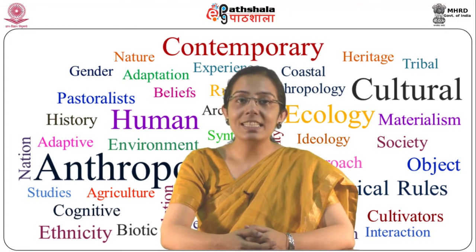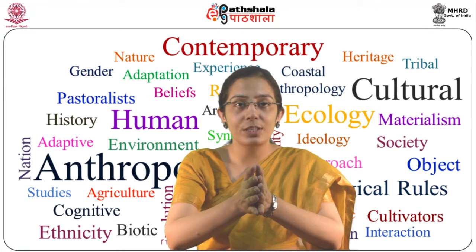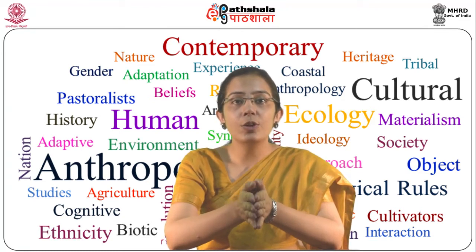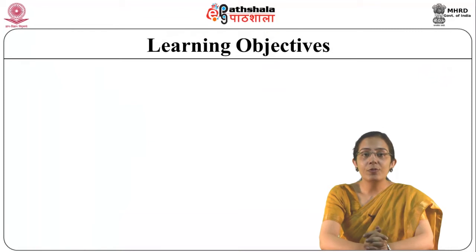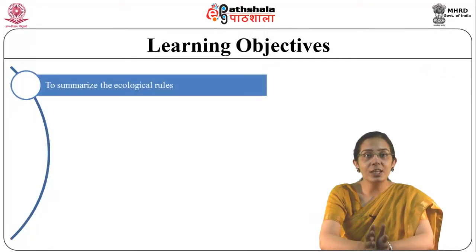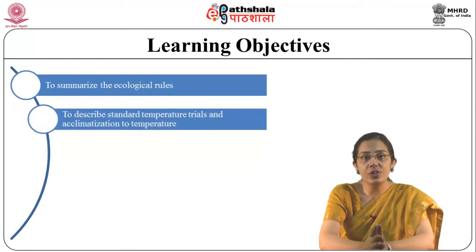Today we will discuss the module Adaptation of Ecological Stress: Temperature, Latitude and Altitude, from the paper Ecological Anthropology, Cultural and Biological Dimension. Now this module covers the following learning objectives. The first one is to summarize the ecological rules, then describe the standard temperature trials and acclimatization to temperature.